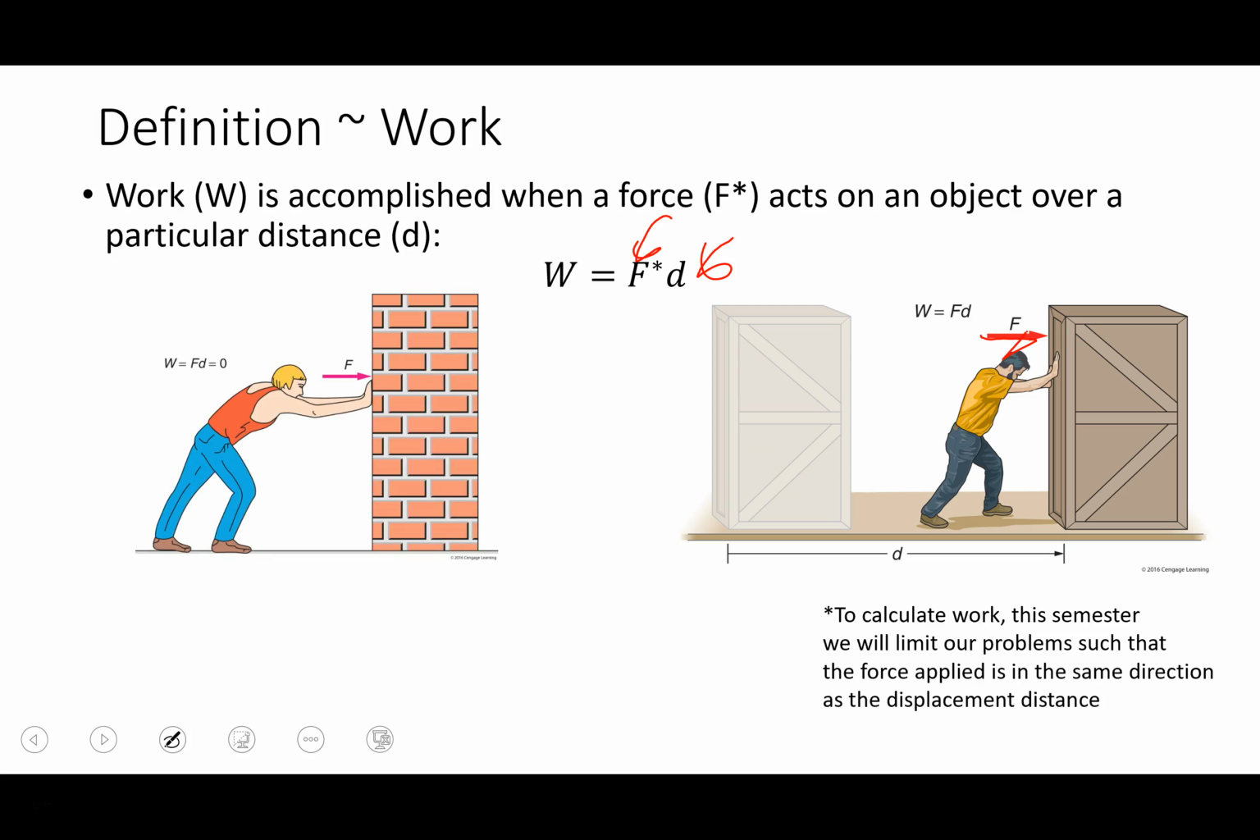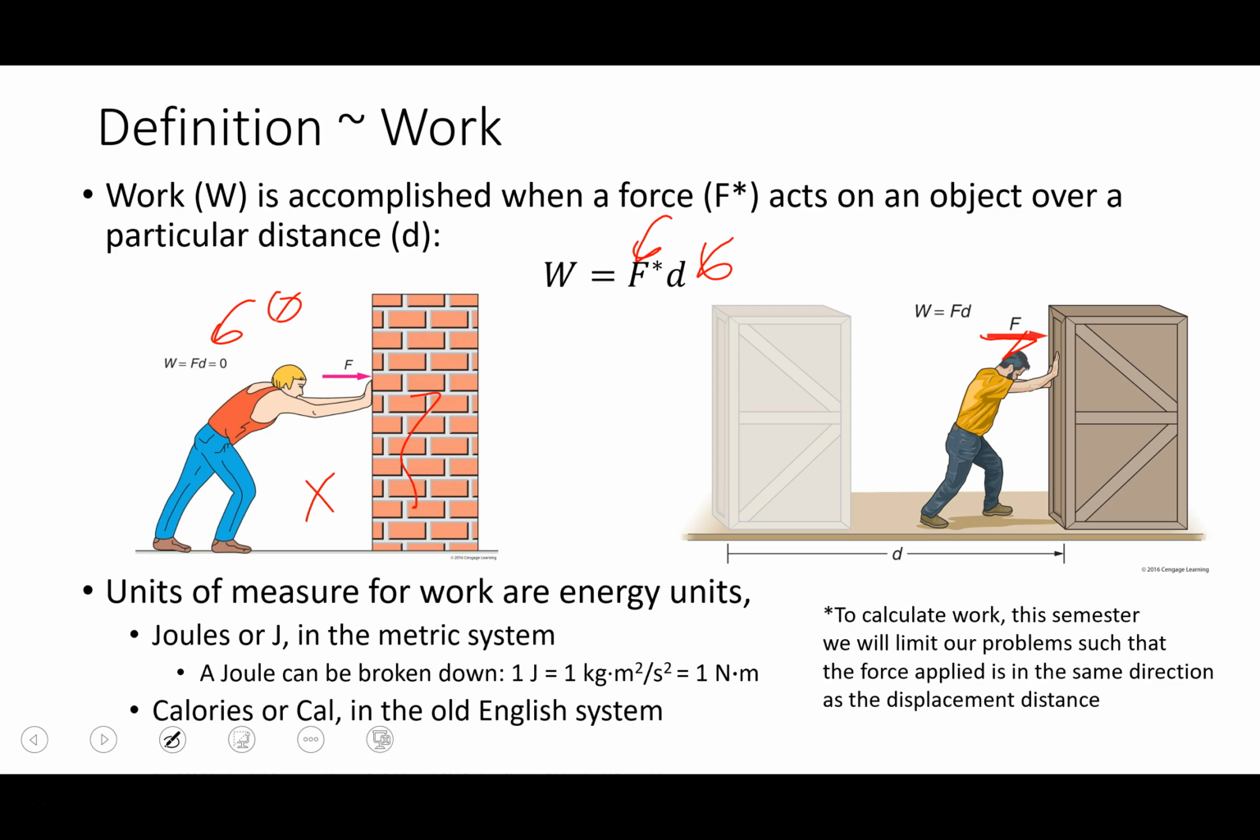Notice that this person, it's kind of silly, is pushing a brick wall, and the brick wall is not going to move, so D is 0. Force times 0 is not accomplishing any work. Poor guy. Units of work are the same as units of energy, which are the joules. You could break the joule down into kilogram meters squared per second squared. We could also break it down into newton meters.